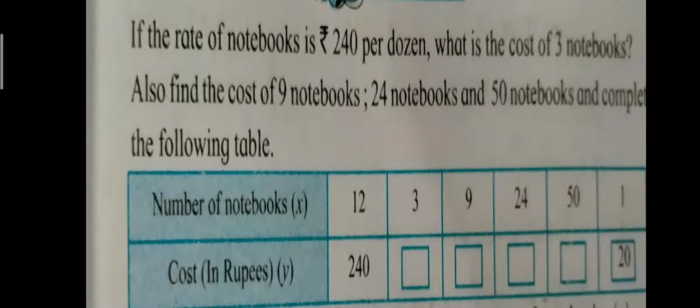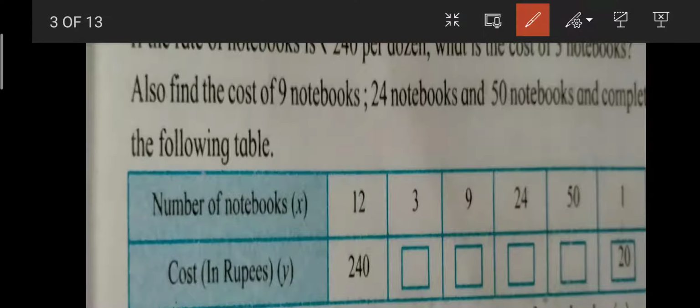So here they have given that number of notebooks and cost in rupees. So here students, we are going to consider that for one book it is how much. So when we are considering that for one book, for this what you will do, we will do 240 divided by 12. So we get the answer as 20. So one notebook is 20. That means 3 notebooks, it will be 3 multiplied with 20 and that will give us 60.